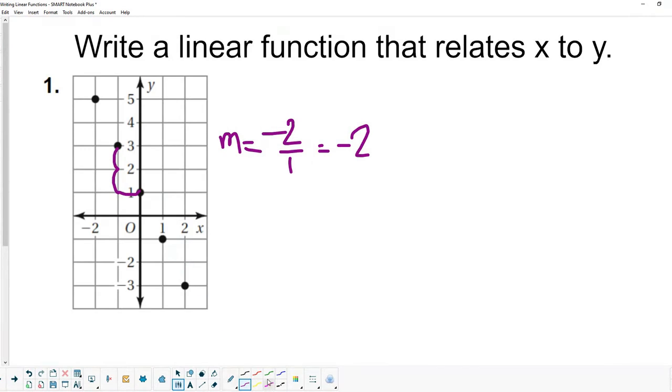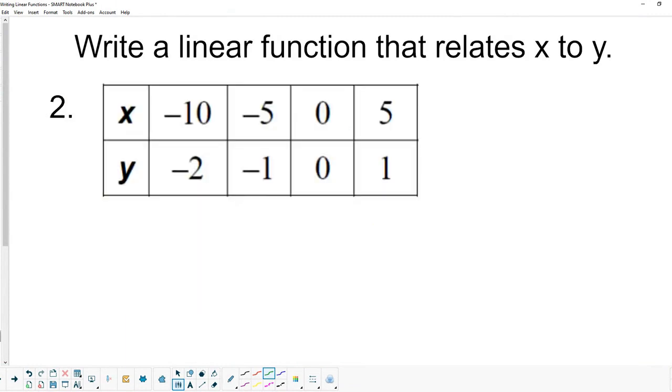Now the next thing is, where does this cross the y-axis? What is that point right there? That is the point 1, right? So let's write our equation. y equals slope -2, don't forget the x, and then the y-intercept, which is +1. So y equals -2x plus 1 is the equation of this line.